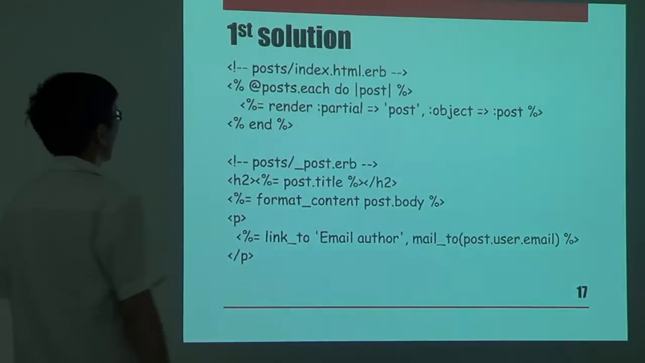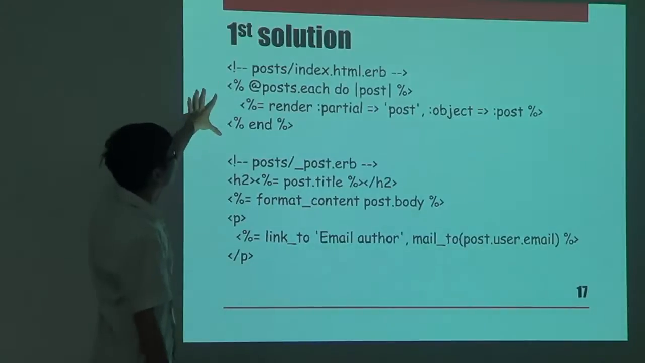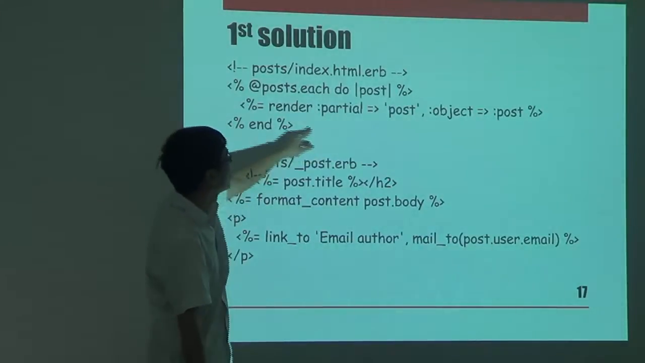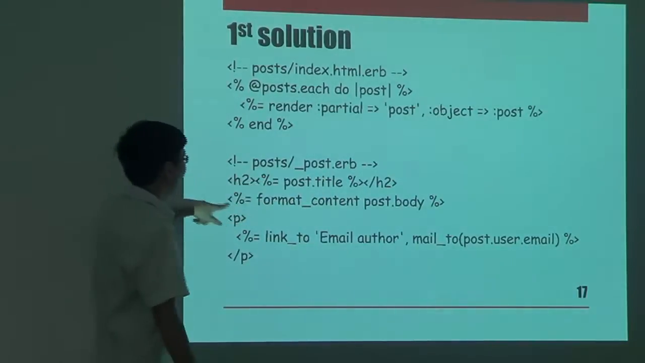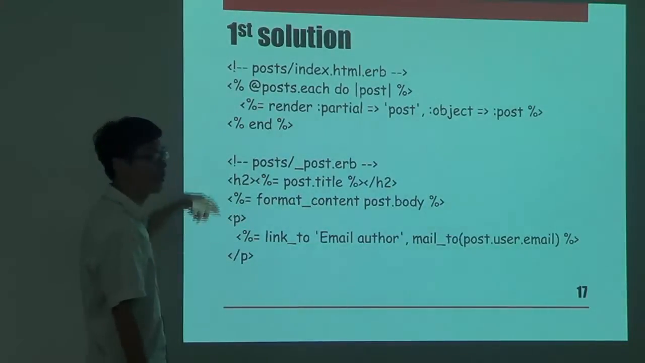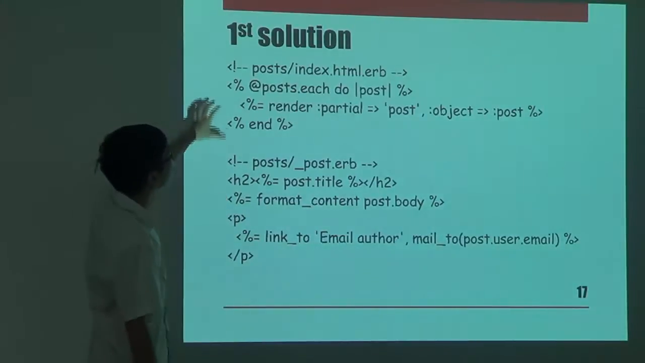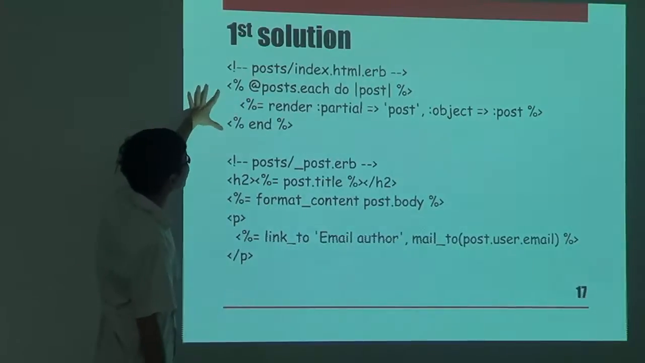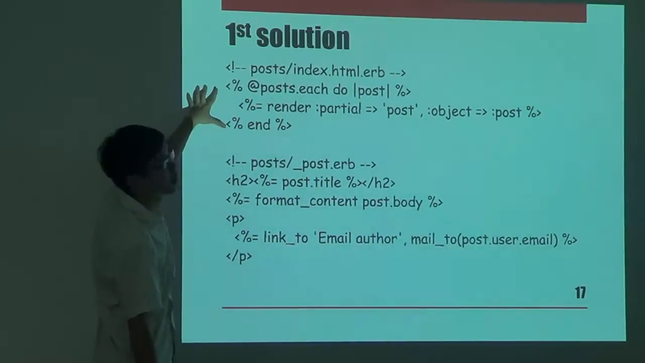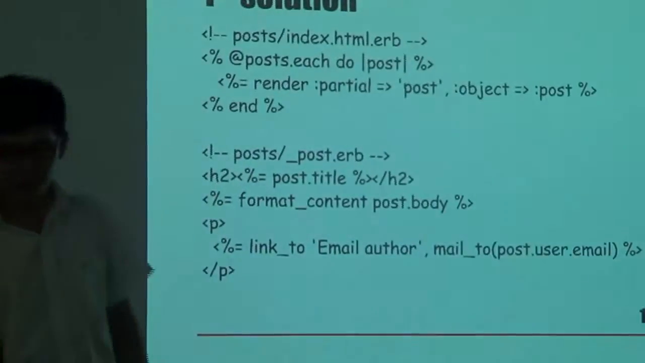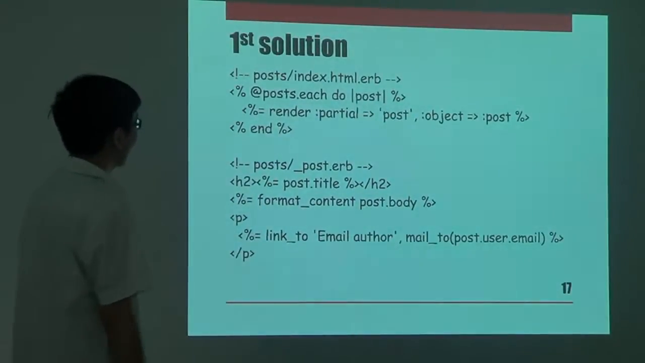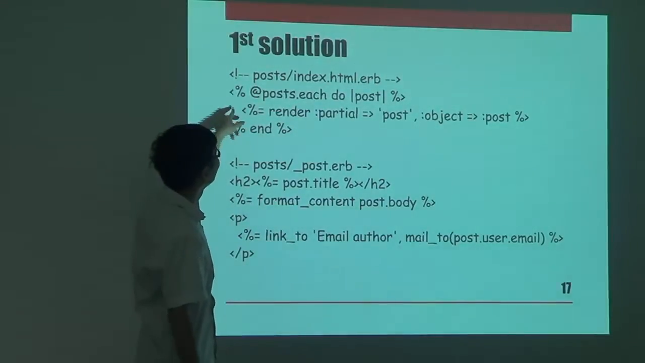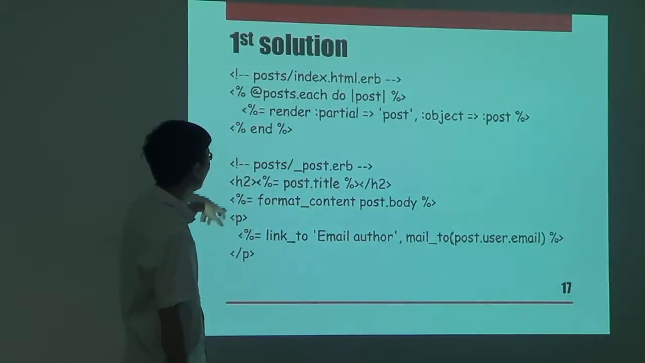Yeah. So in the display, we just call the partial post object. This will call the post.erb file here, and this file will actually display every item in the list here. So now the code in the index record is much easier to understand, because we just have 3 sentences here, and the display is moved to here.